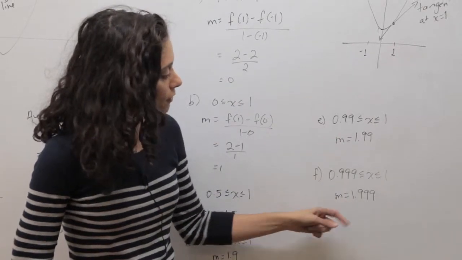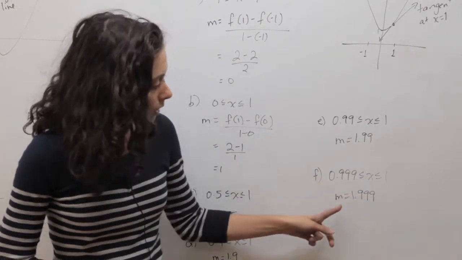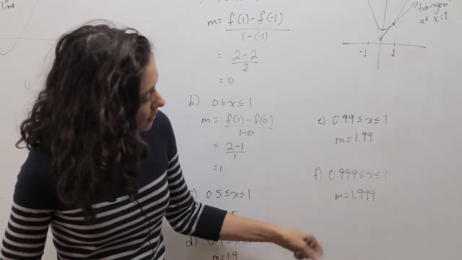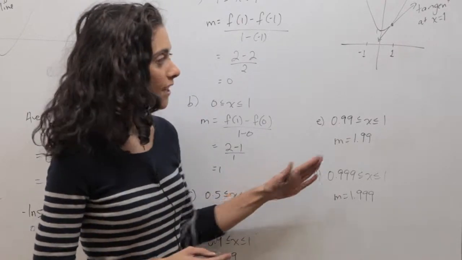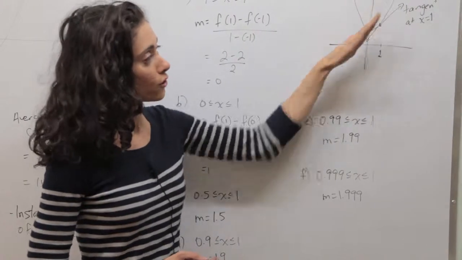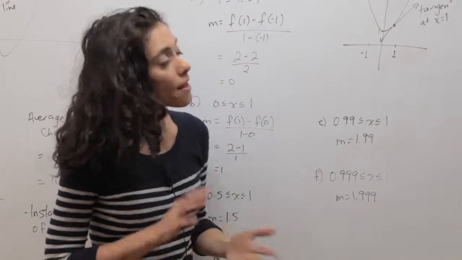So here I have found the slope at 1. It looks like the closer the points get, the closer my slope is getting to 2. So it's safe to say that the slope of the tangent line at 1 is actually 2. And I've plotted it there. That seems about right.